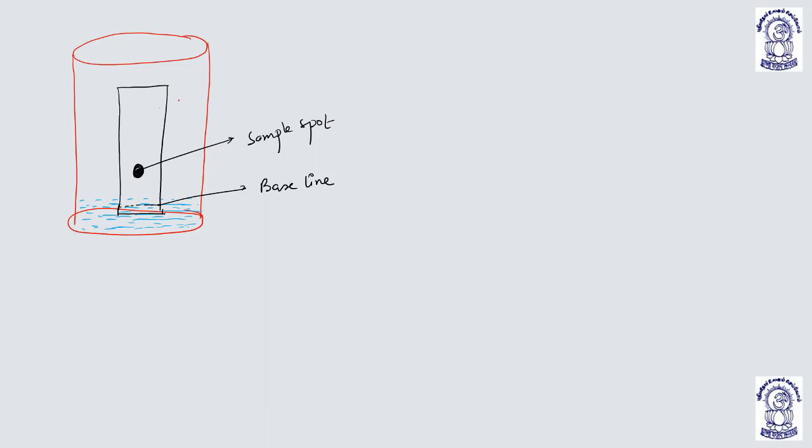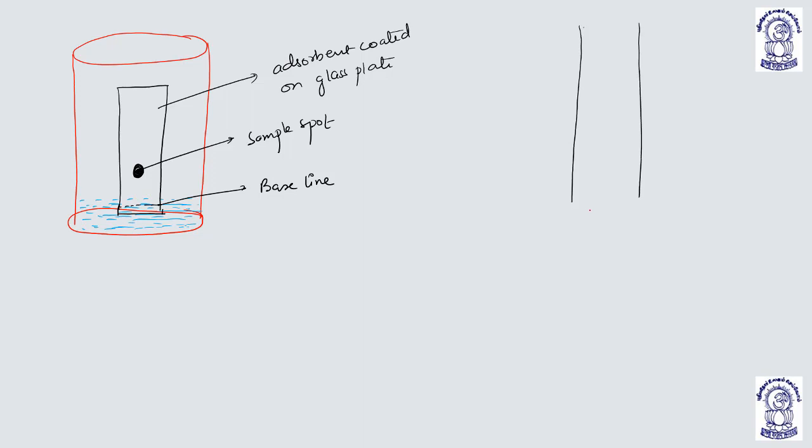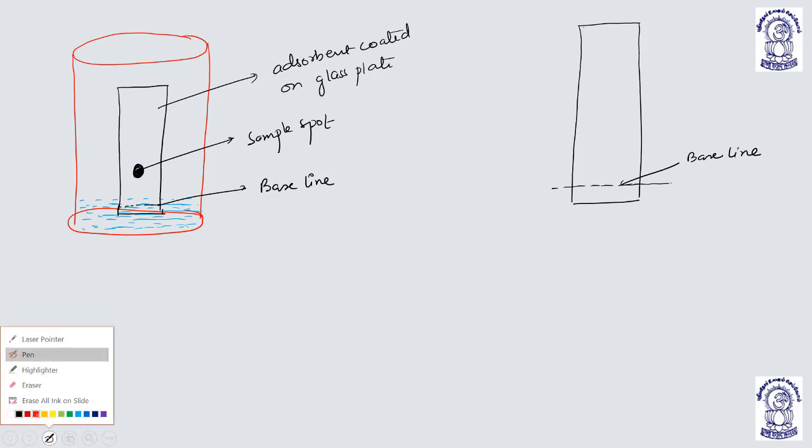The glass plate is coated with the adsorbent. Now when the chromatogram is developed, it looks like this. This is the baseline. This is the spot.